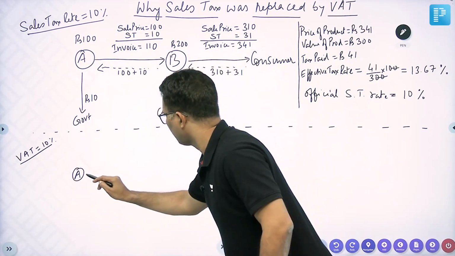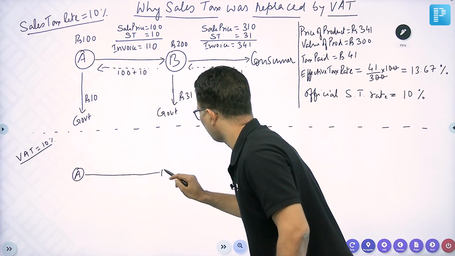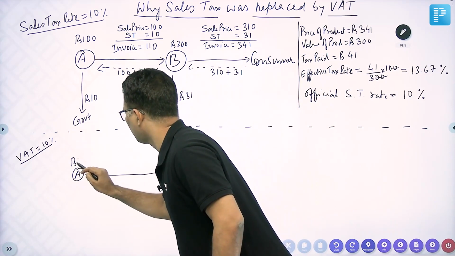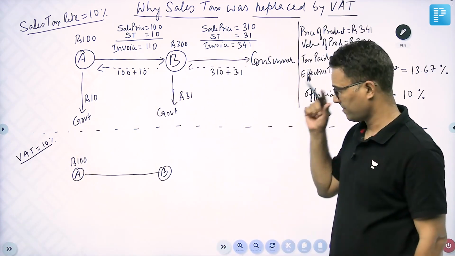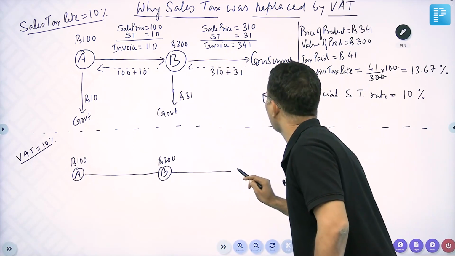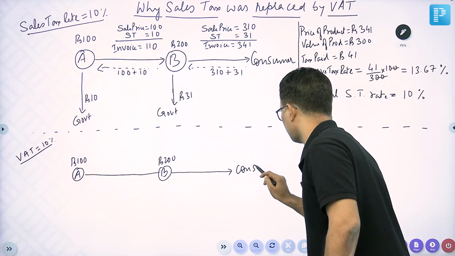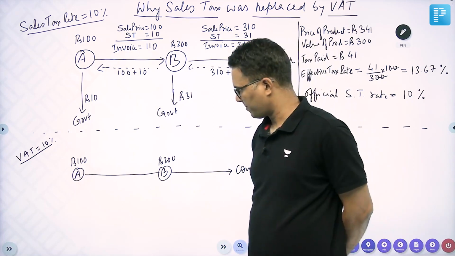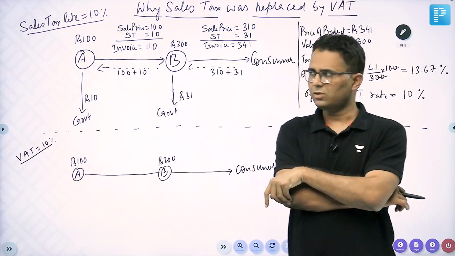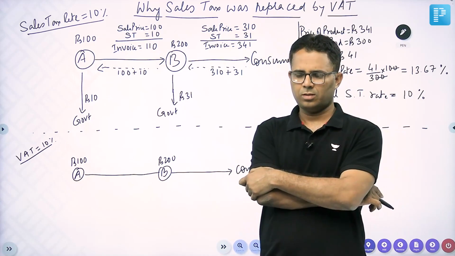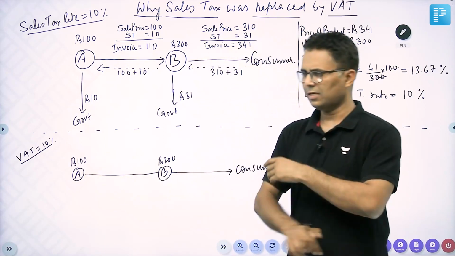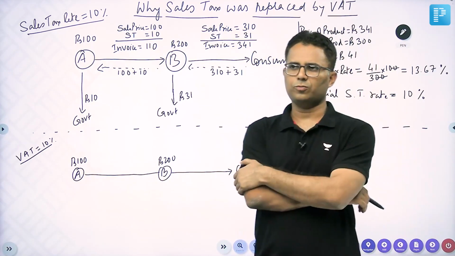A, B. Suppose A does value addition of 100. B again does value addition of rupees 200. Consumer. Okay. So this is the VAT example, same tax rate, similar example. In VAT, what the government says is, every supplier, these are suppliers, A and B are suppliers. A is supplying to B and then B is supplying to the consumer.